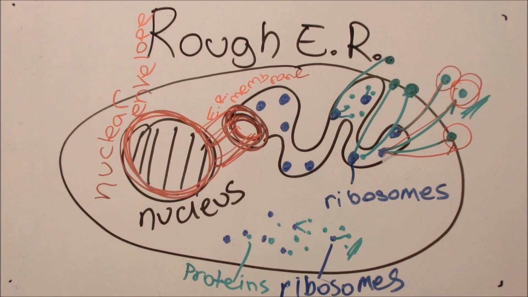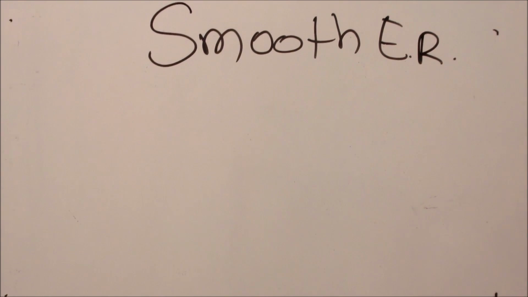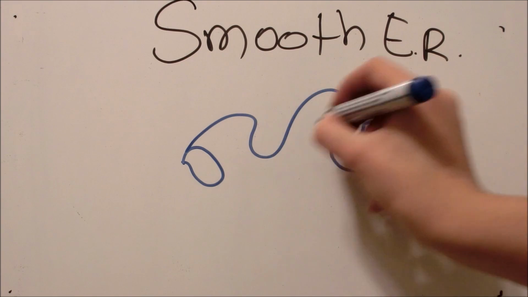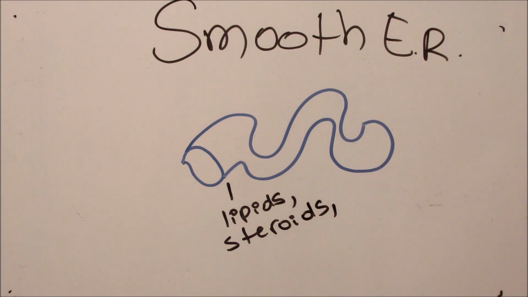And now let's talk about the smooth ER. The smooth endoplasmic reticulum doesn't have ribosomes on it, and that's why it has a smoother appearance. And instead of proteins, it produces lipids and phospholipids and also steroids.